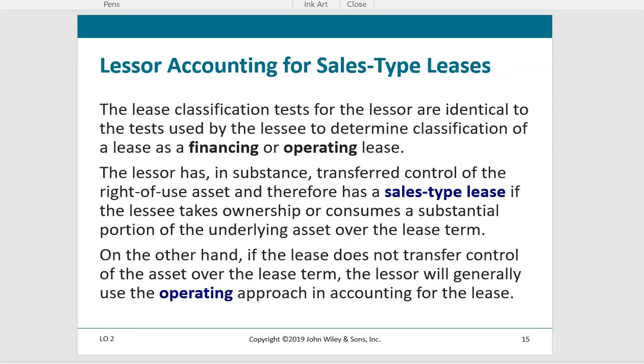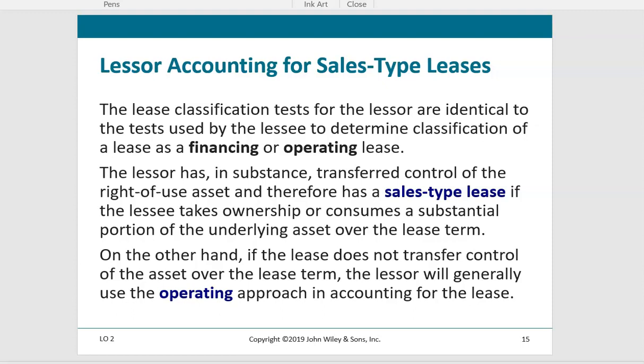Now let's move on to how we account for a finance lease from the lessor, the company that has the equipment initially and practically sells it to the lessee. This is called a sales type lease. The lease classifications are the exact same, whether you're talking about the lessor or the lessee. But the lessor has transferred control to the lessee, and so we call this a sales type lease.